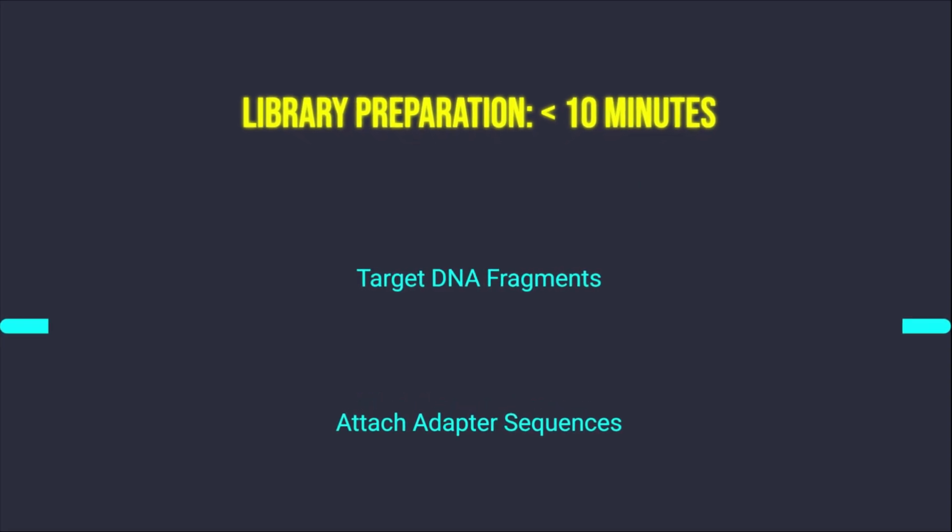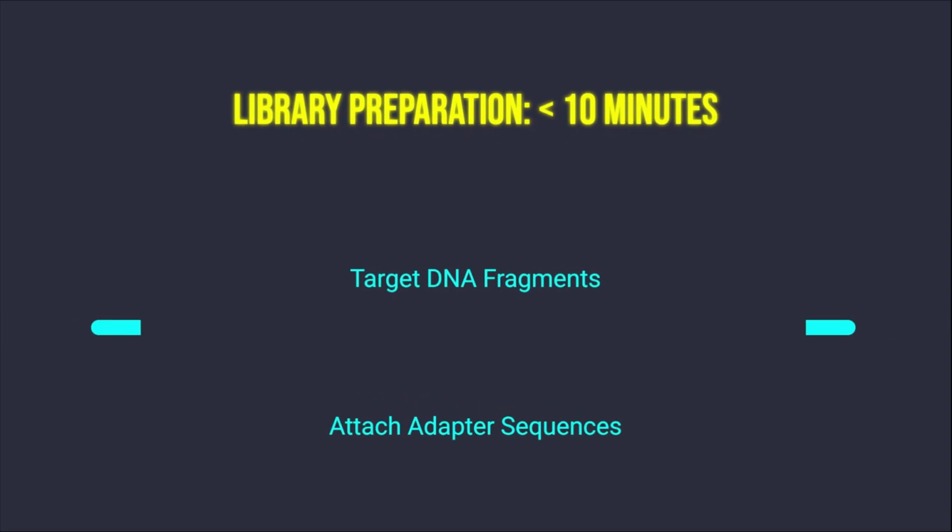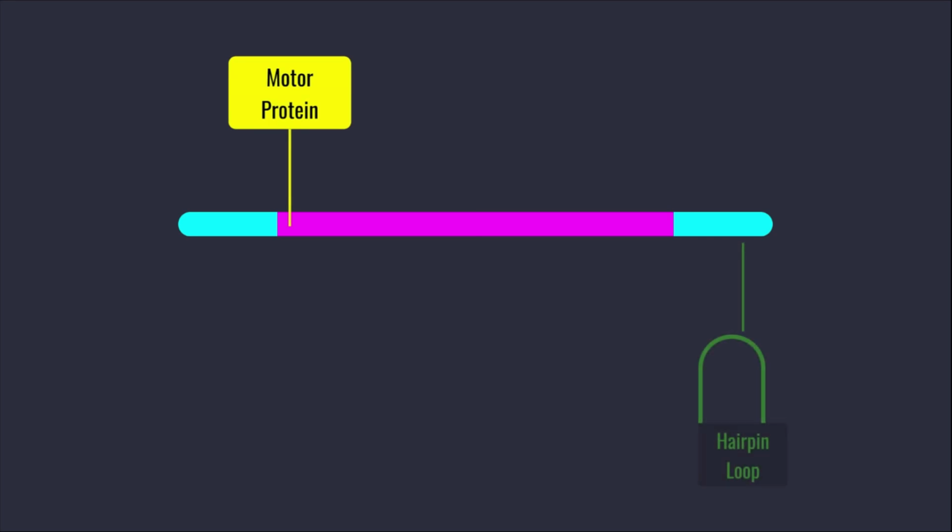Nanopore library preparation is significantly faster than traditional methods, often taking less than 10 minutes. The primary requirement is attaching specialized adapter sequences to both ends of the target DNA fragments. These adapters contain a hairpin loop and a crucial component, the motor protein. The adapter sequences also facilitate the initial capture of the DNA molecule by the pore.